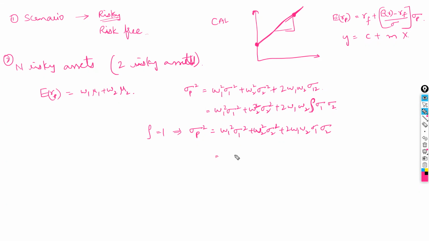And this is similar to a square plus b square plus 2ab, and this is nothing but a plus b whole square. So given that context, you can write this as W1 sigma 1 plus W2 sigma 2 whole square. This is sigma p square. This implies that sigma p is equal to W1 sigma 1 plus W2 sigma 2.